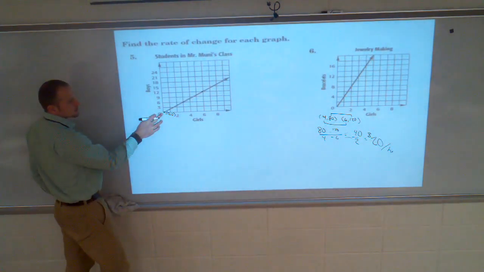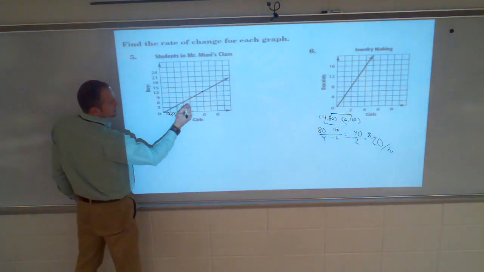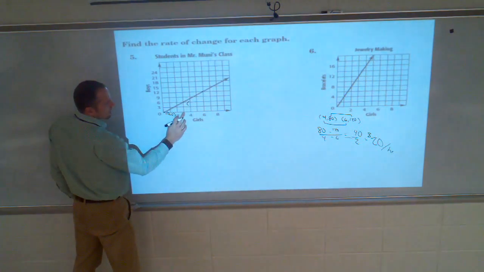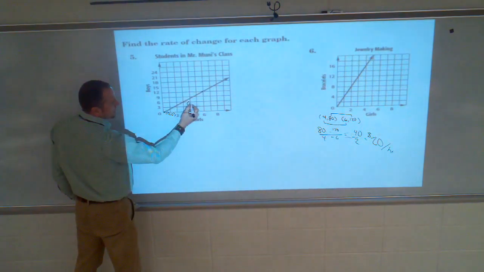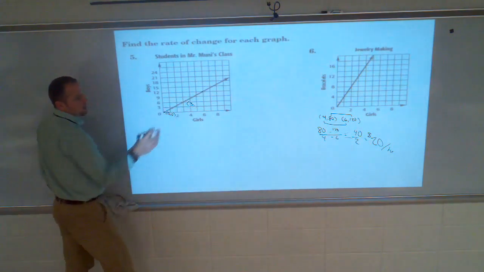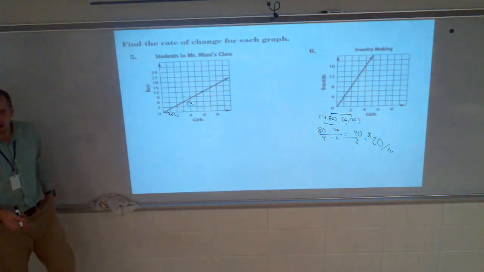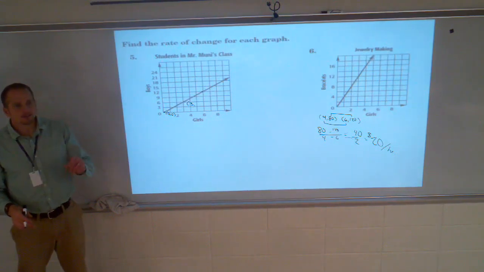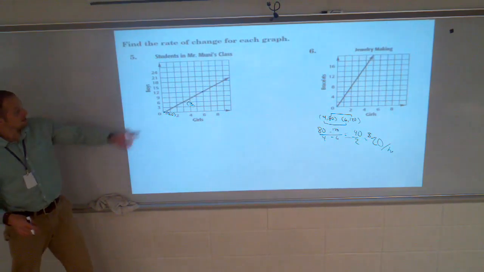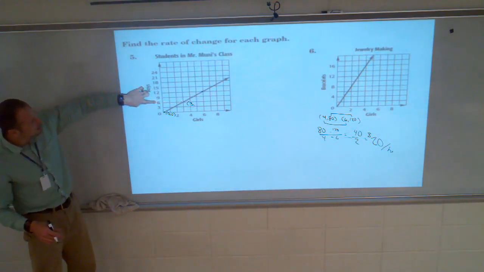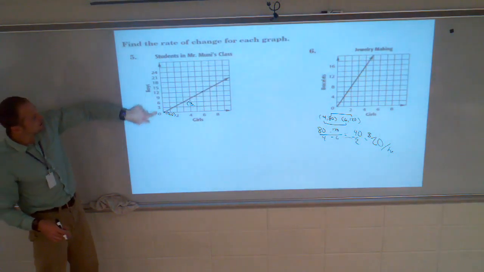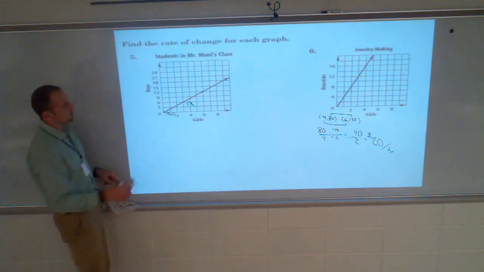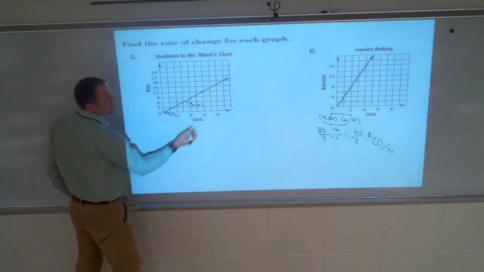This is the point 0, 0. This is the point right there. I went over 3 and I went up what? How much did I go up? 6. I went up 6 to get right here. You see that? This point right here is the point 3, 6.